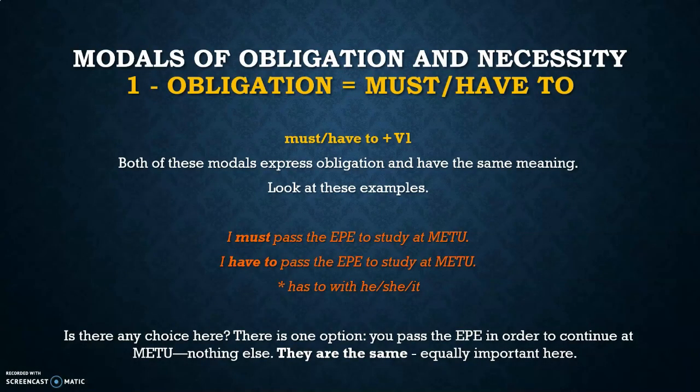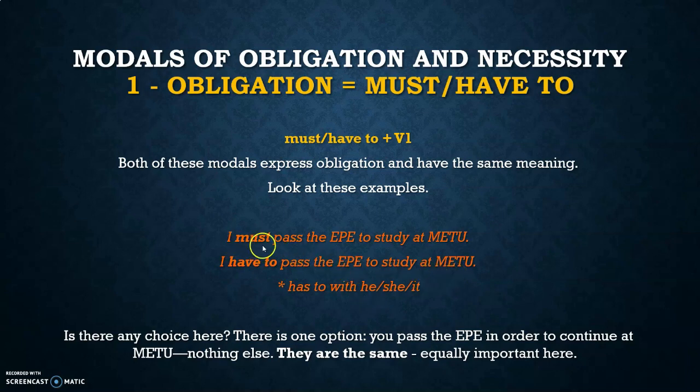The first type of modals we will talk about is modals of obligation, which are must and have to. Both of these modals express obligation and have the same meaning. Let's see a couple of example sentences. I must pass the EP to study at METÜ, or I have to pass the EP to study at METÜ.